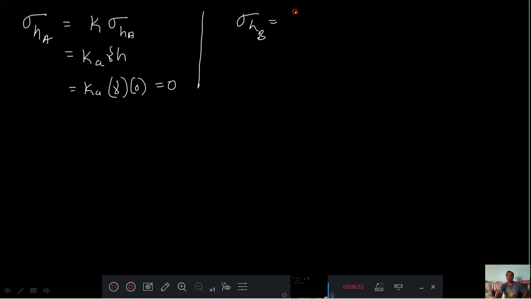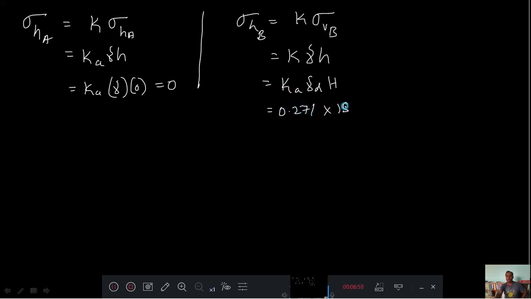Sigma h at B equal to K into sigma vertical at B, that is K into gamma into H, where K is your Ka, gamma is your gamma D, H is your capital H. Okay, you can skip all these steps for your exam. Just for your understanding I am making a bigger one. 0.271 into 18 into 8 meter. The answer is 39.02 kilonewton per meter square. Okay, I got sigma B.